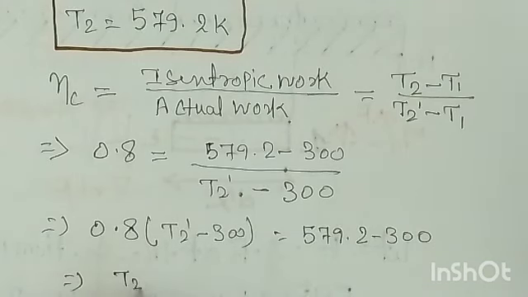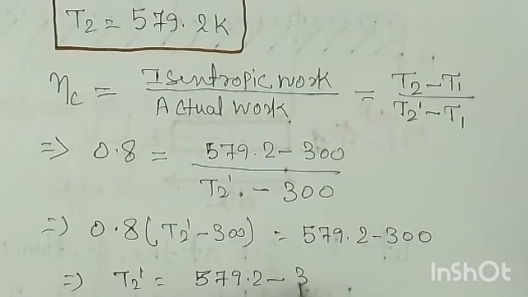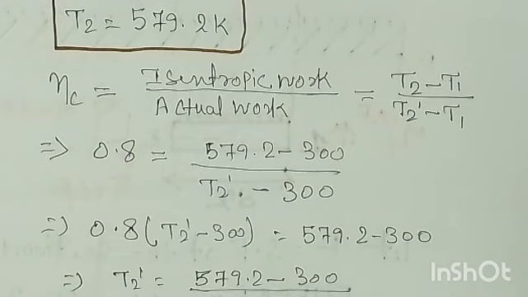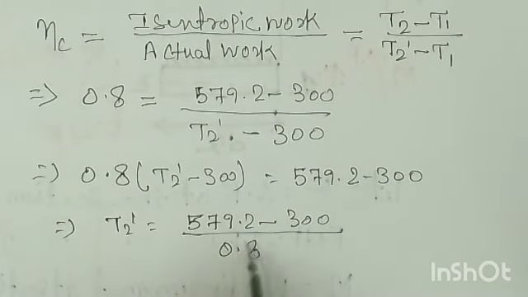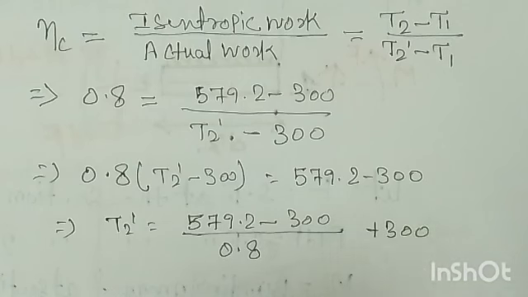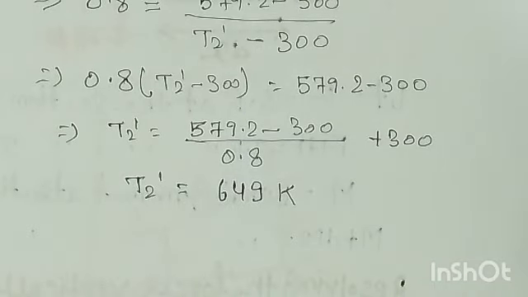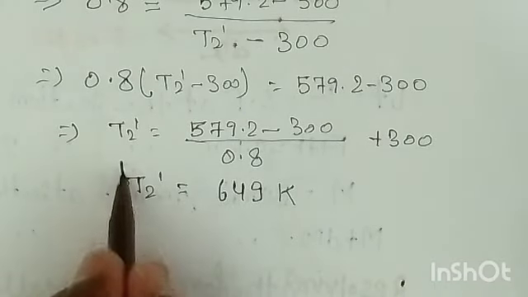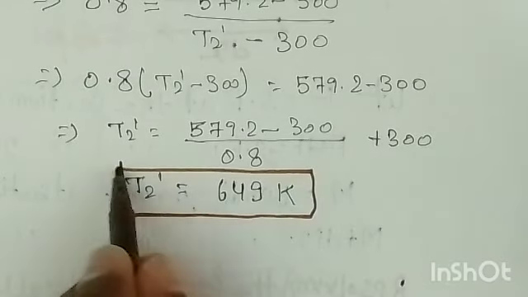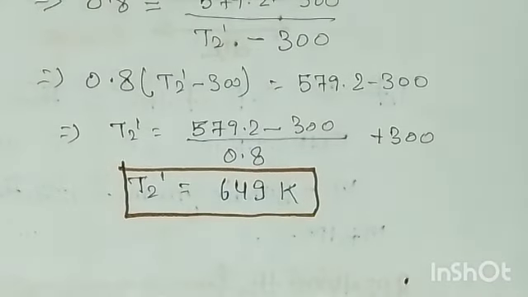So here you can write T2 dash is equal to 579.2 minus 300, that 0.8 will come in the denominator, that 0.8 plus 300. Okay, this is just for understanding, I'll show you how it came. While you calculate, you'll get the value at 649 Kelvin. So the actual temperature at the end of the compression, T2 dash, is 649 Kelvin. Right, so that is the temperature we got at the end of the compression.